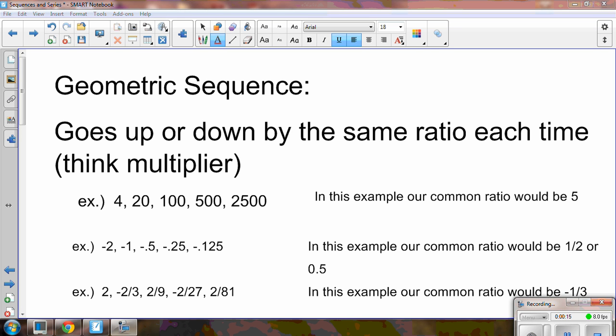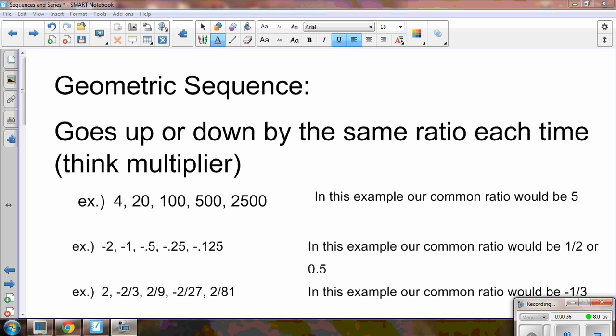It goes up or down by the same ratio each time, and by that I mean a multiplier. So if you look at the first example, 4, 20, 100, 500, 2500, each time we're multiplying by 5. So 4 times 5 is 20, 20 times 5 is 100, 100 times 5 is 500, 500 times 5 is 2500, so that would be our common ratio.